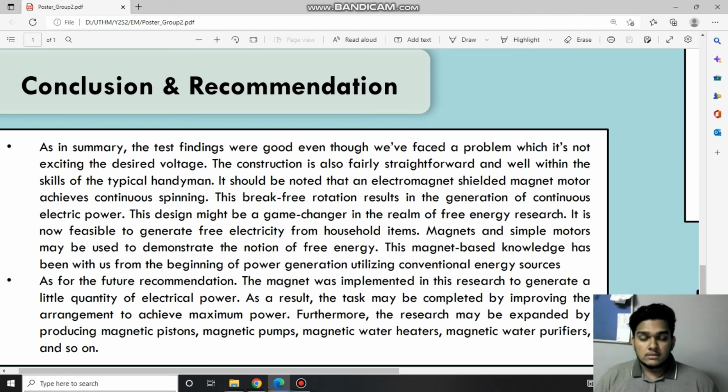Next, the recommendation for the project. As for the future recommendation, the magnet was implemented in this research to generate a small quantity of electrical power. As a result, the task may be completed by improving the arrangement to achieve maximum power. Furthermore, the research may be expanded by producing magnetic pistons, magnetic pumps, magnetic water heaters, magnetic water purifiers, and so on.